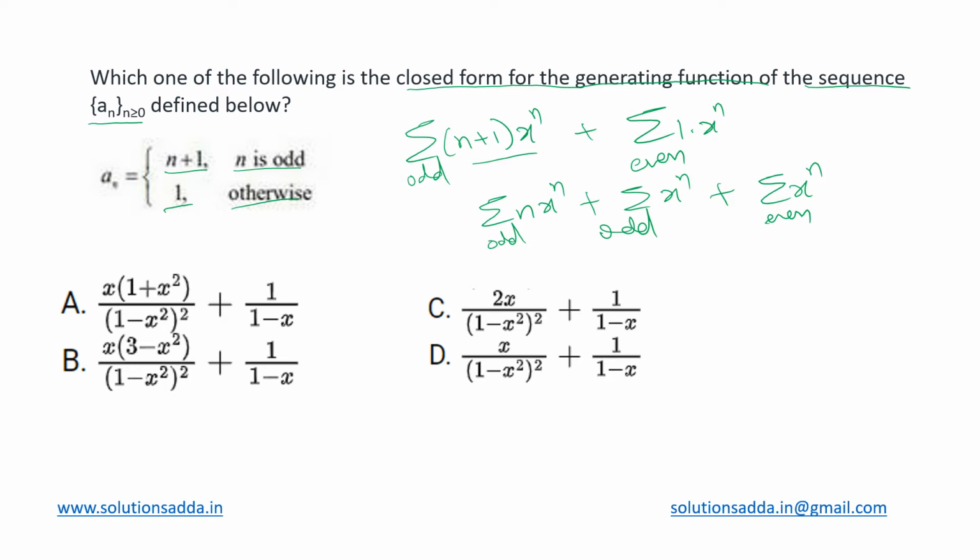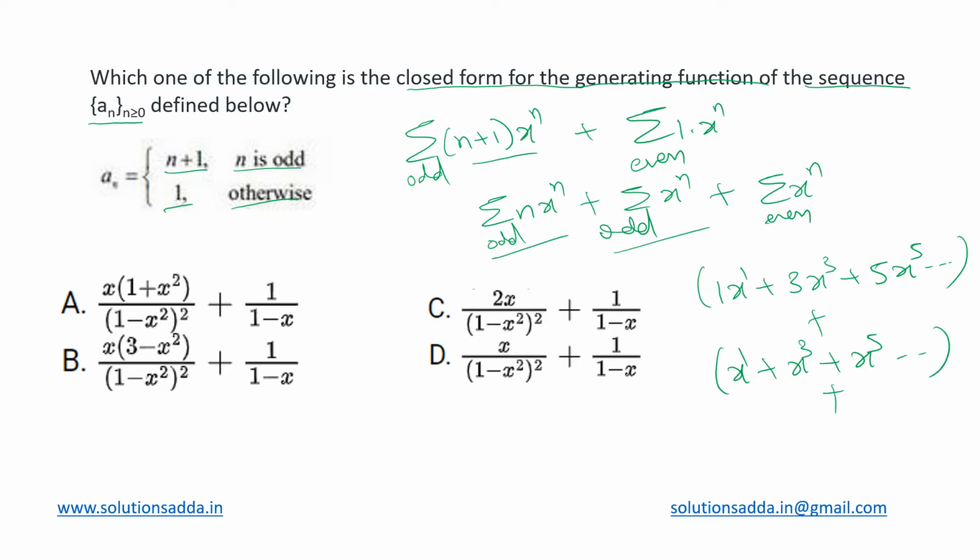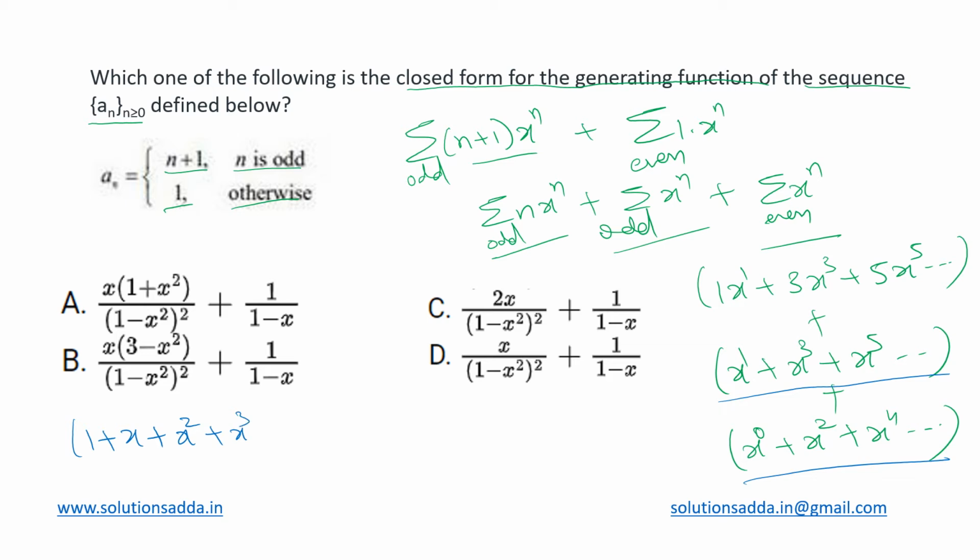So we can expand them into sequences. The first one would become the odd values, so 1 x raised to 1, 3 x cubed, 5 x raised to 5 and so on. The second one would be expanded into x raised to 1 plus x cubed plus x raised to 5, and so on. And the third one would become even values, so x raised to 0, x squared, x raised to 4 and so on. Now we can have a look at these sequences 2 and 3, that they can be combined together to form a continuous sequence that would be 1 plus x plus x squared, x cubed and so on.